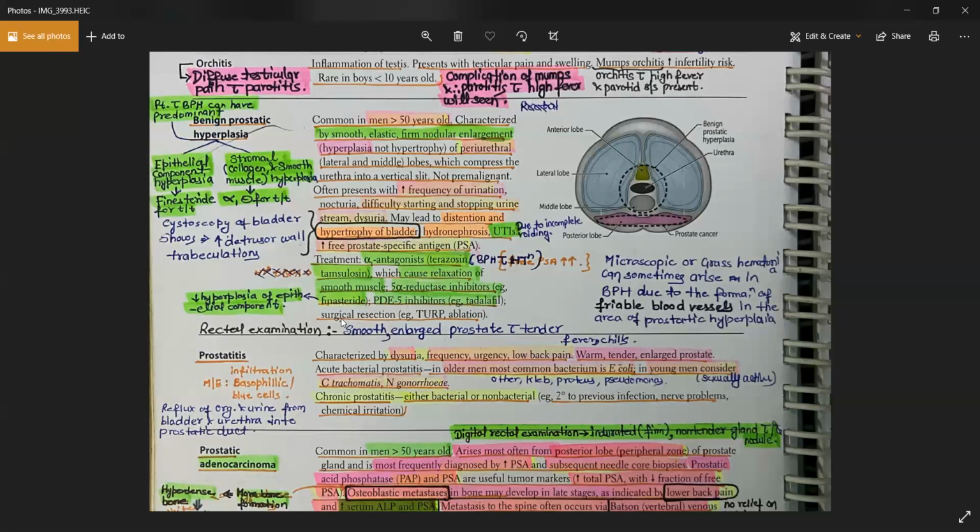On rectal examination, you will see a smooth and large prostate gland. The word smooth is very important. Diffuse enlargement is very important. Sometimes you can have nodules, but again, these nodules are smooth. If you find a hard nodule or a firm nodule, it will always be suggestive of cancer. So any doubt on BPH?